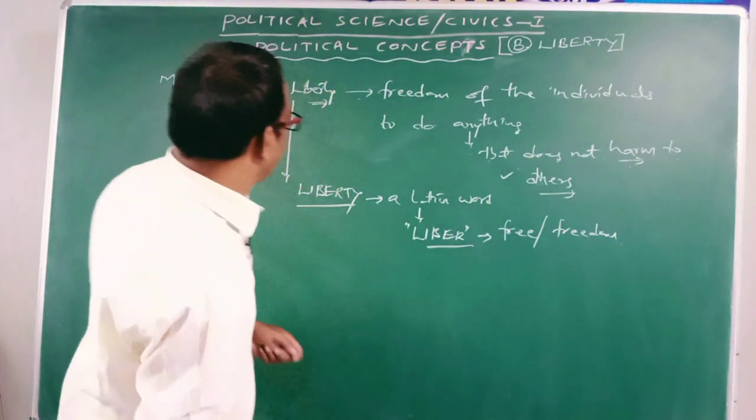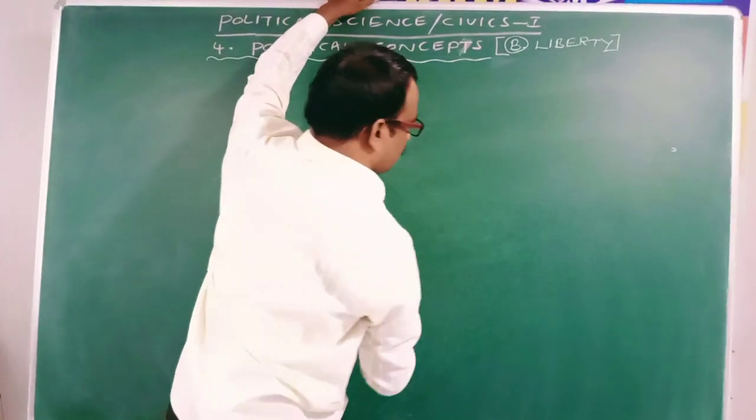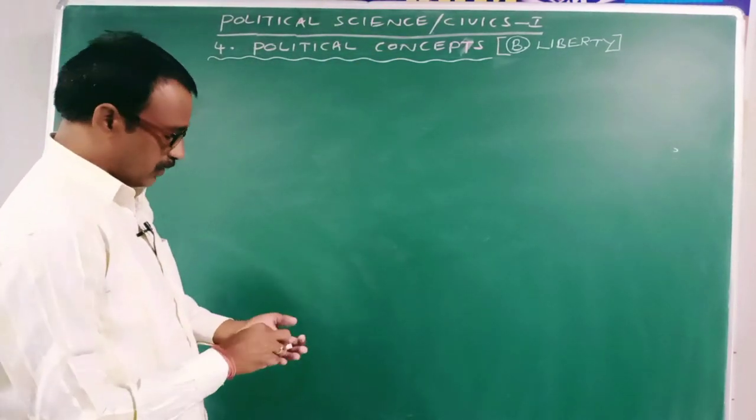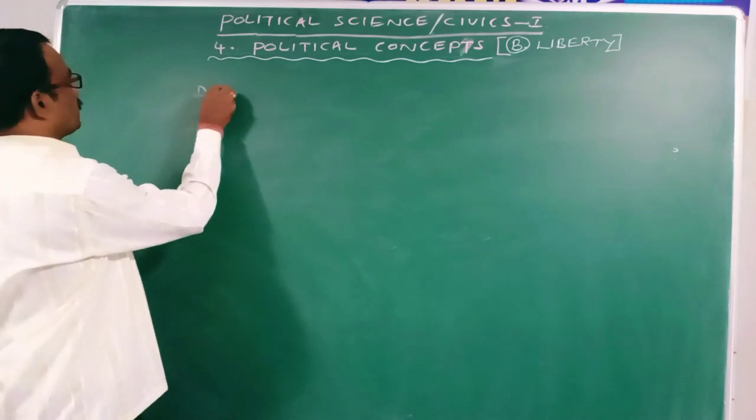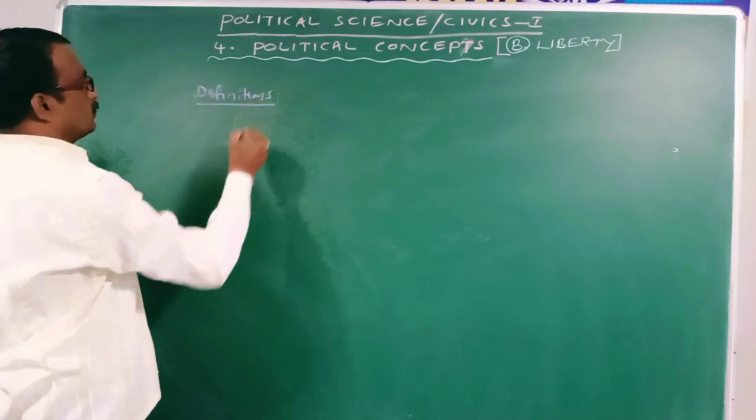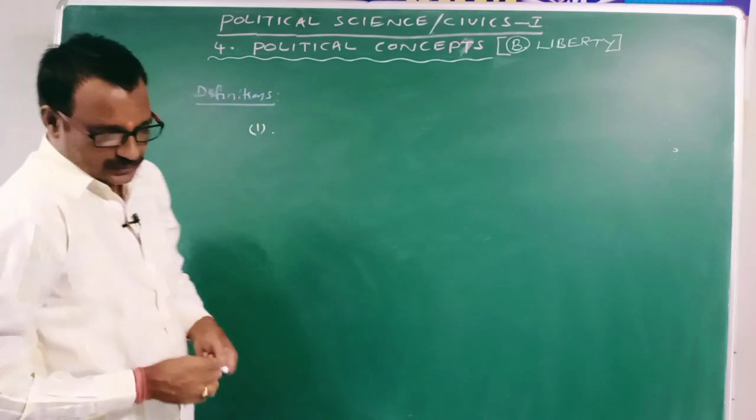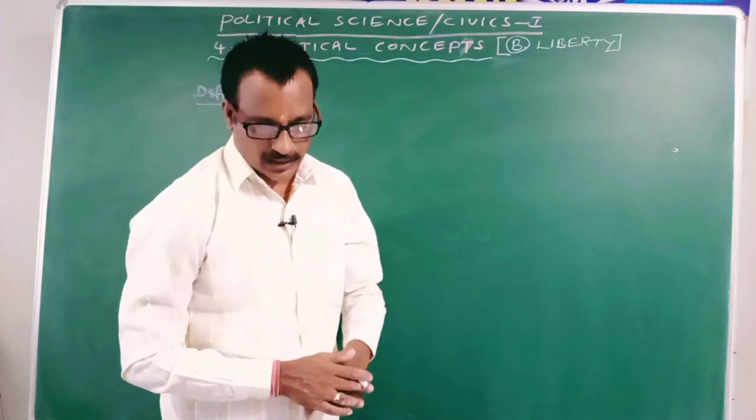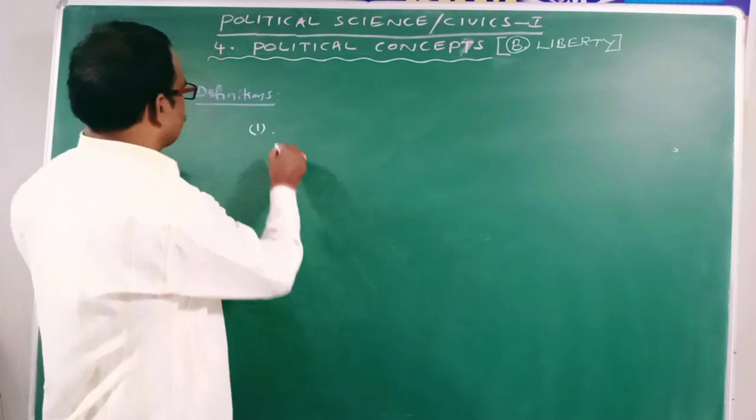Coming to definitions of liberty. Many political philosophers have given definitions of liberty, but here I am going to explain only two simple definitions to you. Number one, J.R. Seeley's definition, another one is F.A. Hayek's definition. According to J.R. Seeley, liberty is opposite of government.